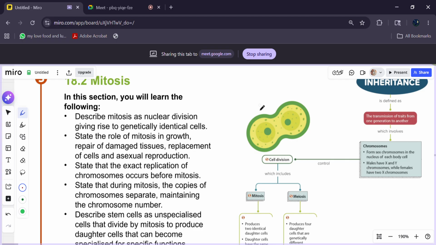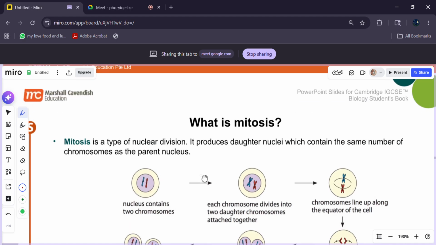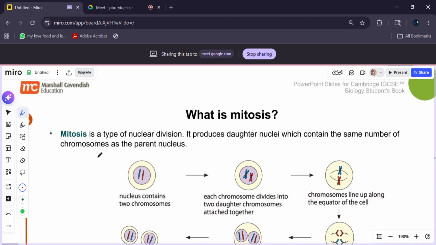Now we're in 18.2, mitosis. In this section, we'll learn about mitosis and the role of mitosis in asexual reproduction. So let's move on. What is mitosis? Mitosis is a type of nuclear division. It produces daughter nuclei which contain the same number of chromosomes as the parent nucleus.